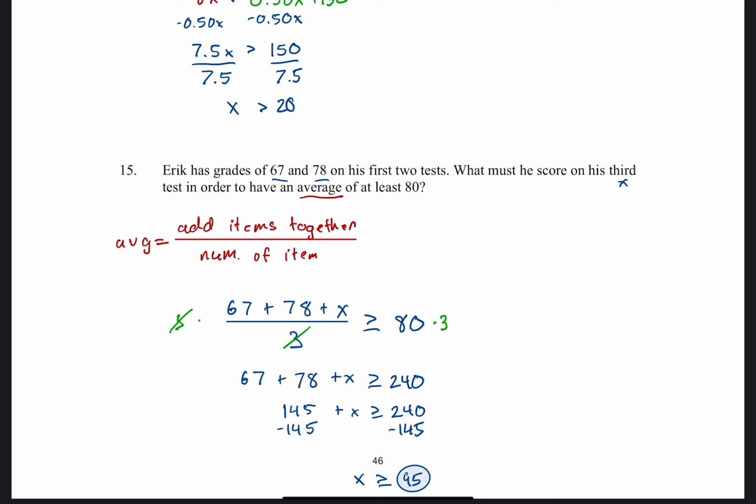And just a quick sanity check, if you kind of just feel this one out, the last test clearly needs to be greater than these others so that you can bring those up to an 80. But that is a quick look at linear inequalities and a couple of their applications.